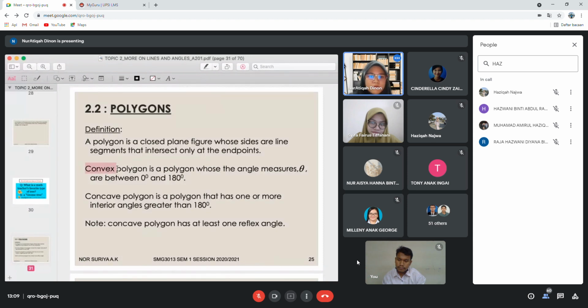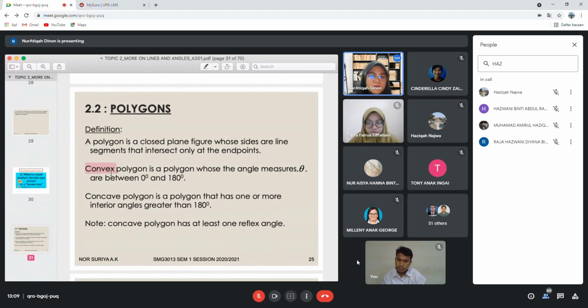Here we have convex polygon, where a convex polygon is a polygon whose angle measures are between 0 and 180 degrees. And we have concave polygon, which is a polygon that has one or more interior angles greater than 180 degrees. These angles are called reflex angles. A reflex angle is any angle that is greater than 180 degrees.